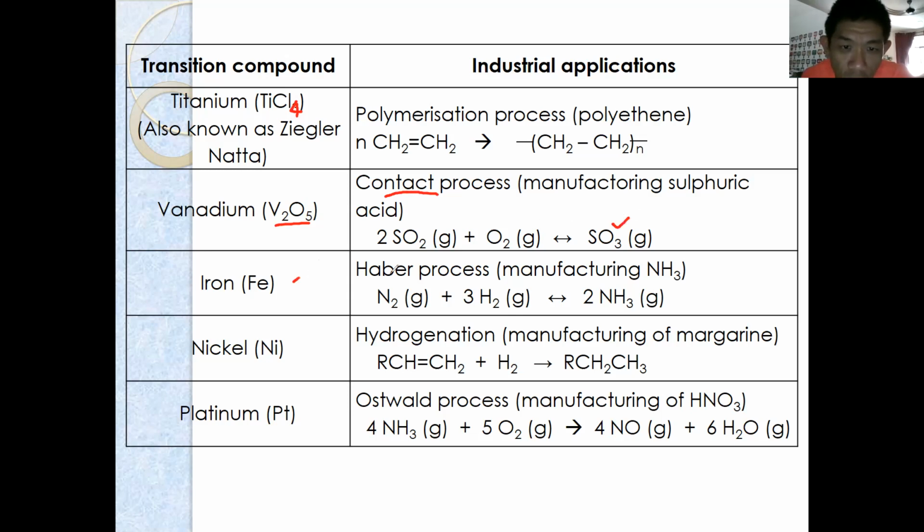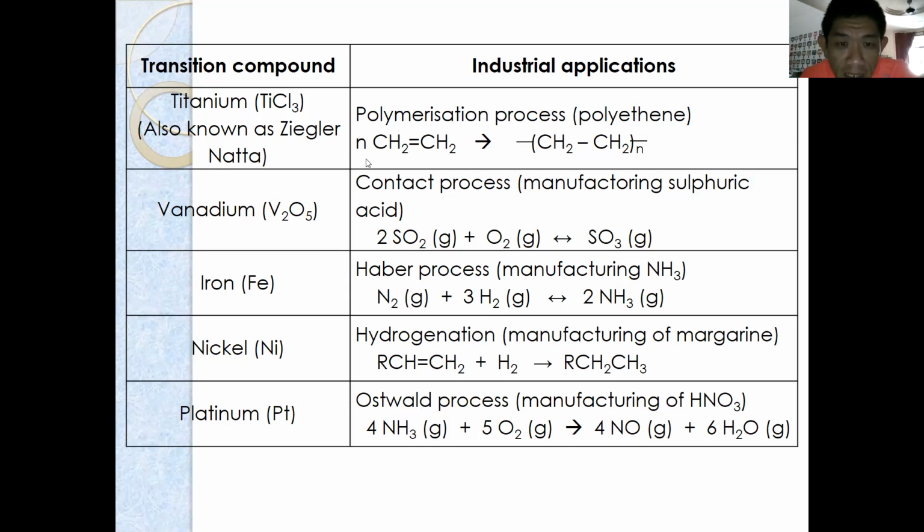Iron is added in the Haber process, a process to synthesize ammonia. And then nickel is used for hydrogenation of unsaturated hydrocarbons. Okay, and last but not least, platinum is used in the Ostwald process, the process of manufacturing nitric acid by first forming nitrogen monoxide in here. So these are a few examples of the catalysts that are used in our industries nowadays.